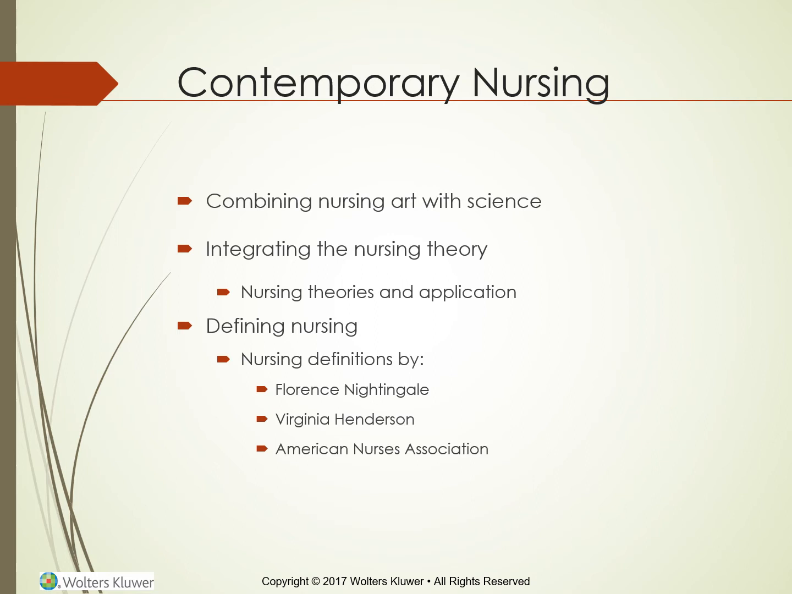In Nursing's Social Policy Statement, 3rd edition, 2010, the American Nurses Association, the ANA, defines nursing as follows: protection, promotion, and optimization of health and abilities, prevention of illness and injury, alleviation of suffering through the diagnosis and treatment of human response, advocacy in the care of individuals, families, communities, and populations.